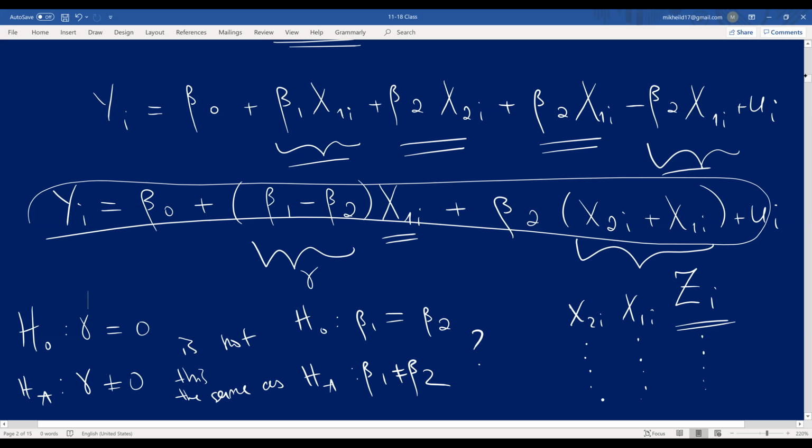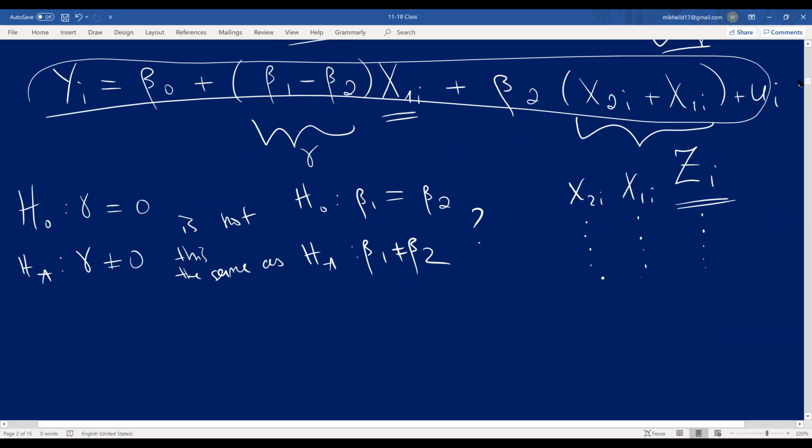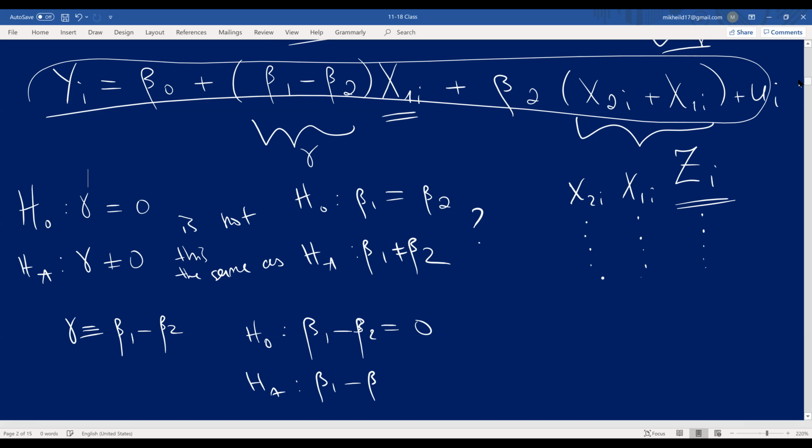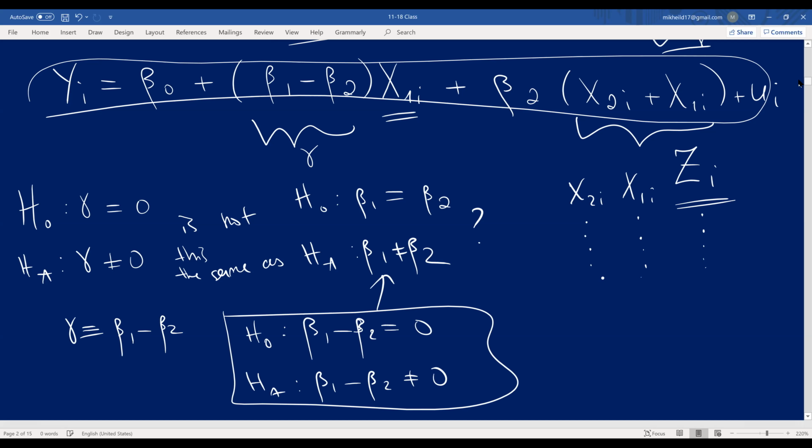Can you guys answer? The same, right? Because gamma denotes what? So then it is like H null beta 1 minus beta 2 equals 0, and H alternative that beta 1 minus beta 2 doesn't equal to 0. And this is the same as this. So they are equivalent.